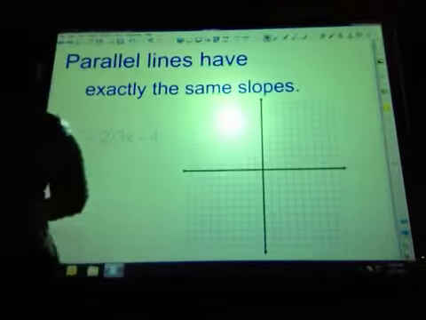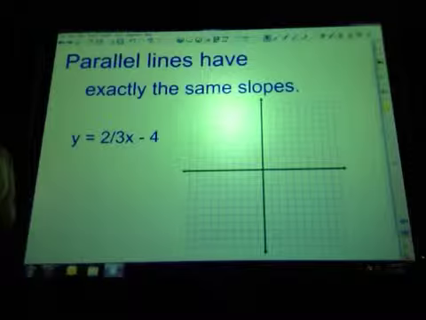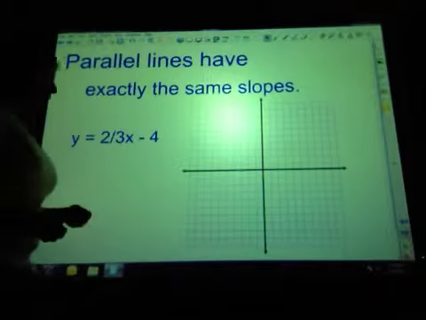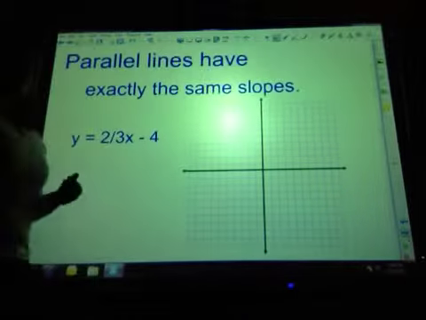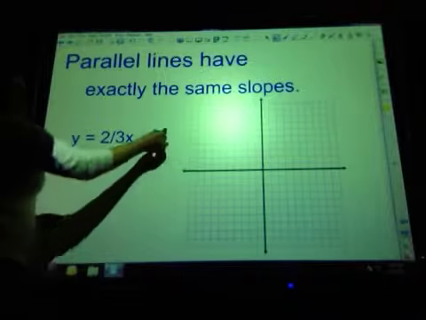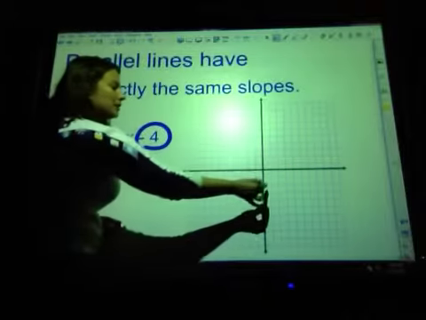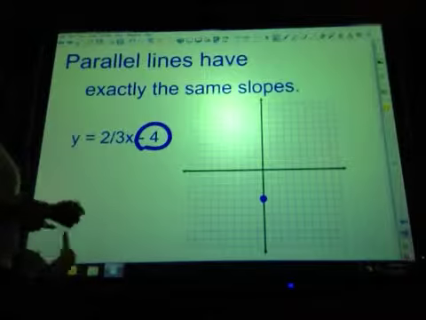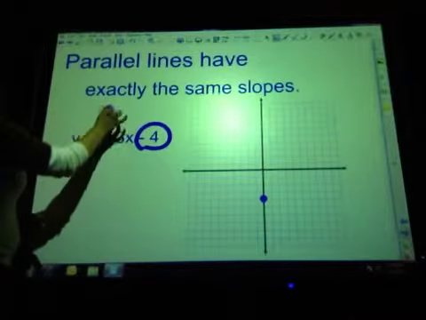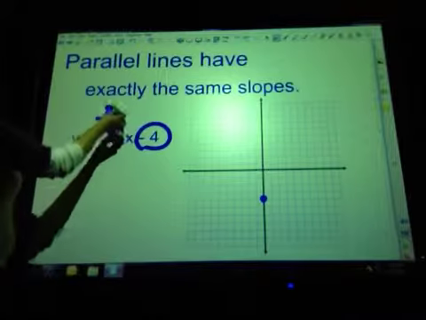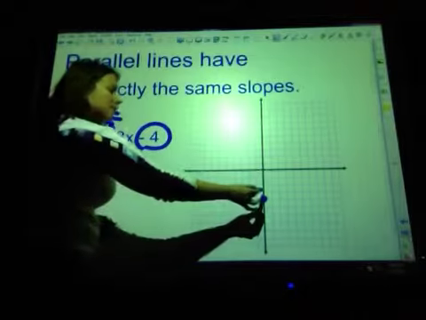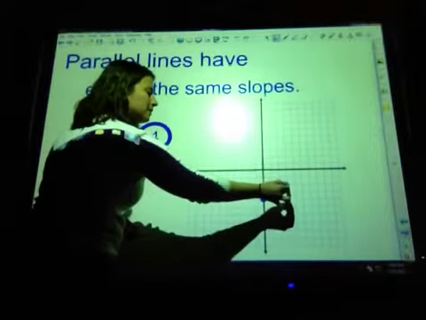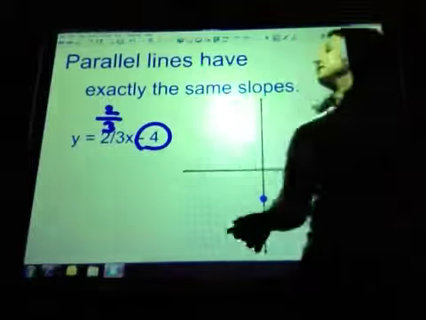So if I have the equation y equals 2/3 x minus 4 and I graph that, the first thing I would do would be to plot the y-intercept. So that would be my -4. Down 4, put my dot. That's my y-intercept. From there I do the slope of 2/3. So my rise is 2 and my run is 3. Up 2 and 3 to the right. And then I would connect the two dots.